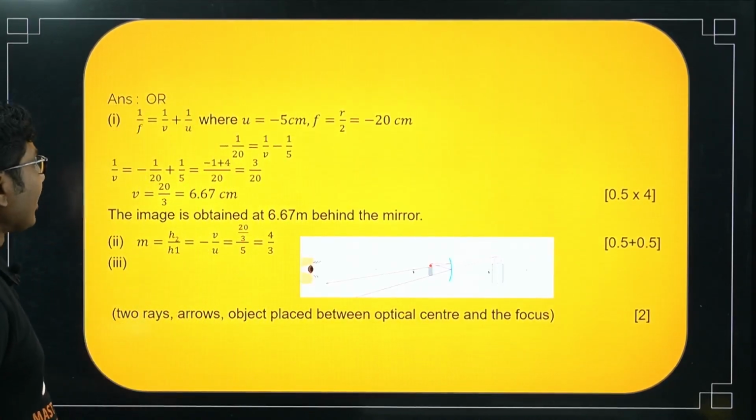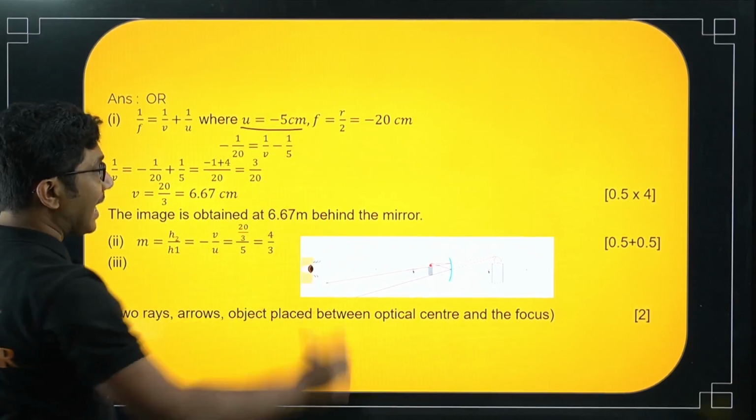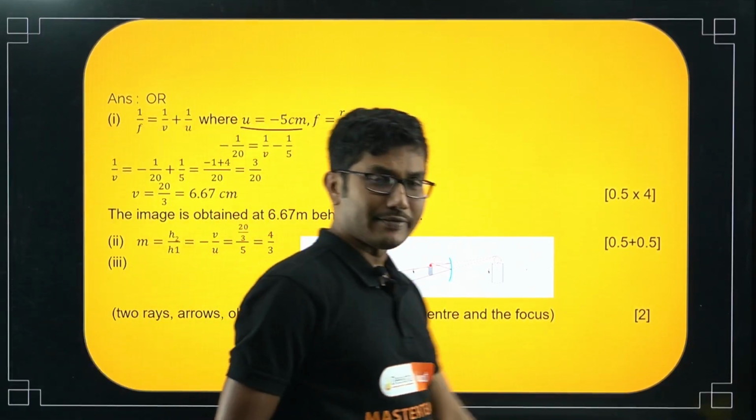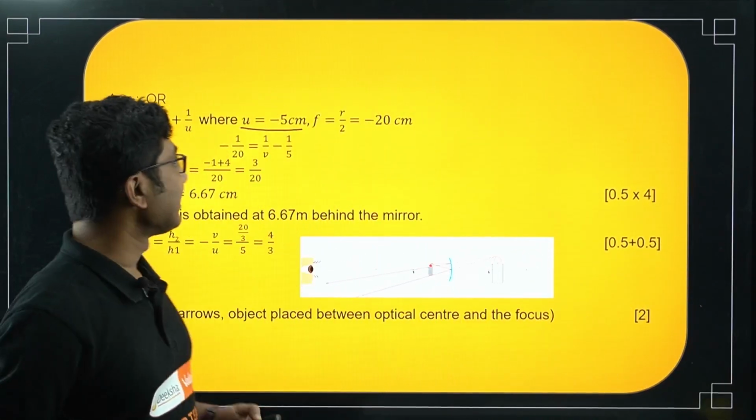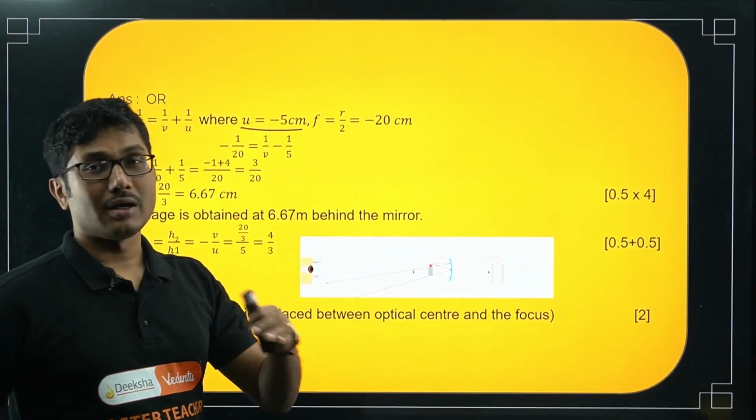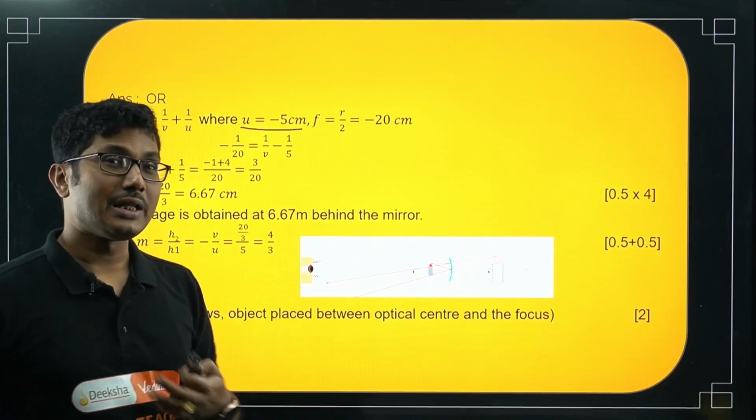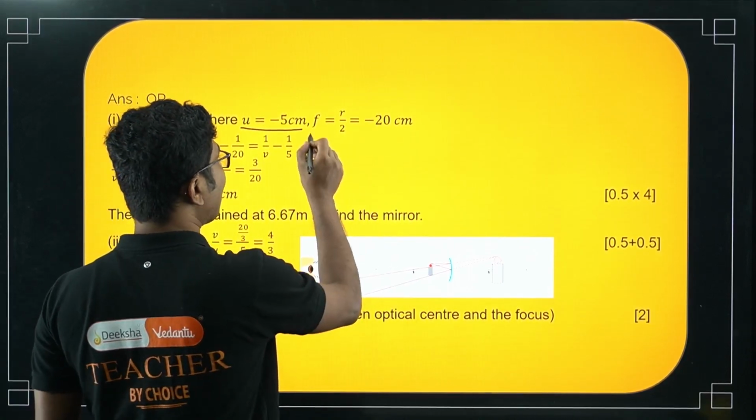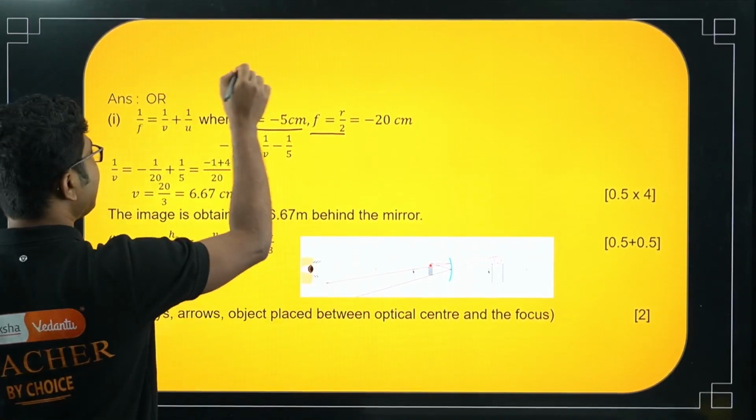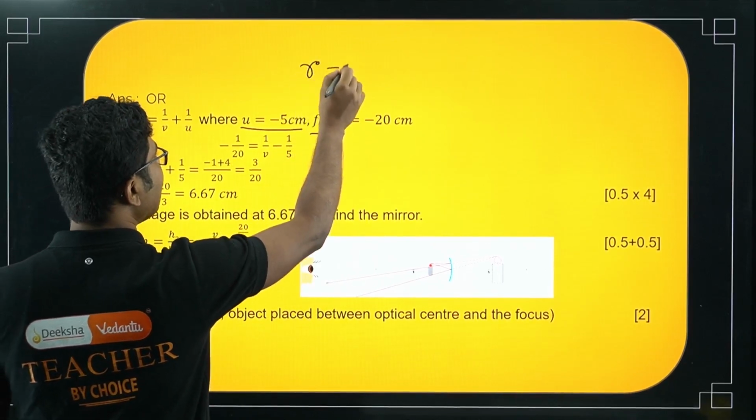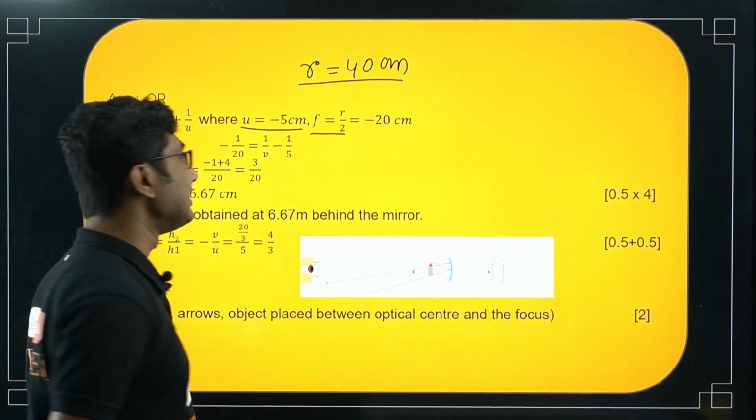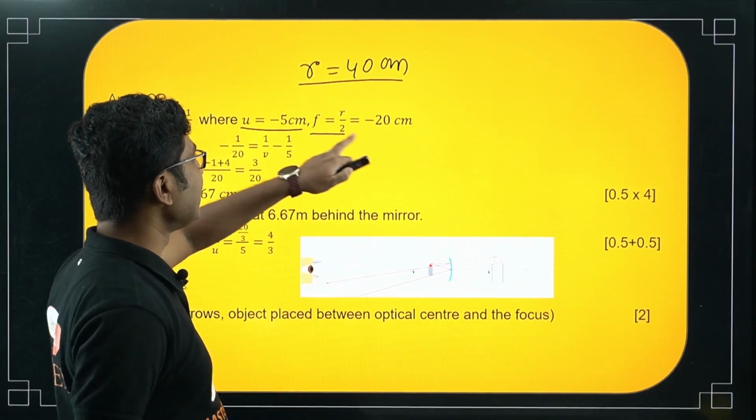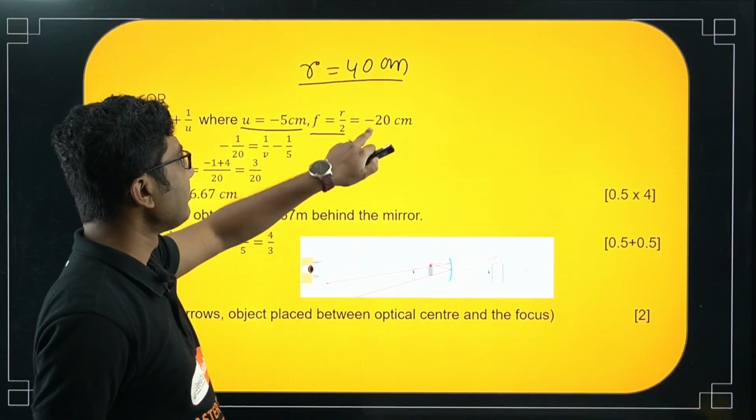Now let's look into the OR question. In the OR question, u is given, and by default u is always negative. For a concave mirror or concave lens, the focal length is also negative. In this case the focal length is R by 2. U is given, R is given as 40. They forgot to mention that, and it has to be mentioned as well. This is the given data. So R is 40, so f will be R by 2, that is minus 20 centimeter.